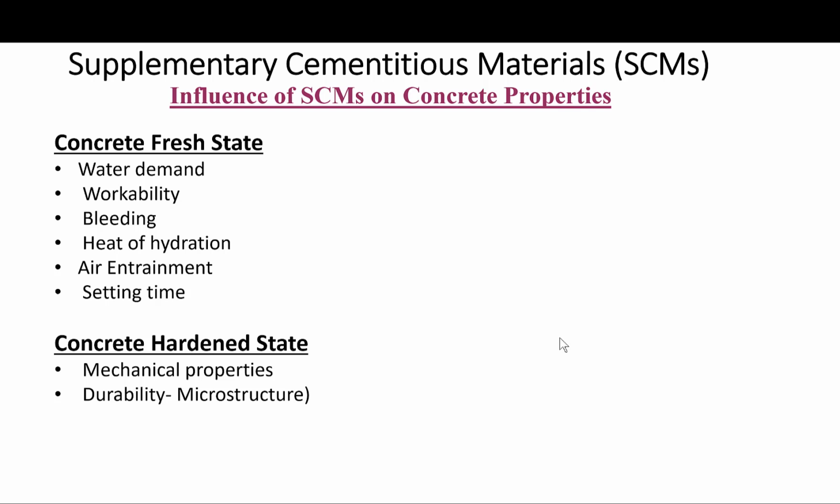Okay, so I will stop here for this lecture. In the next lecture, which will be the third and final lecture on the SCMs, we will discuss the influence of the SCMs on the concrete properties.